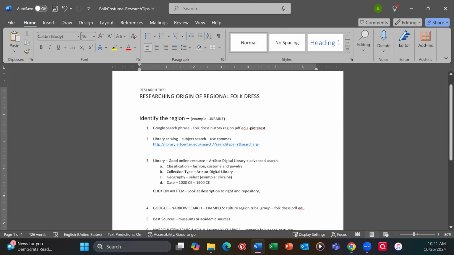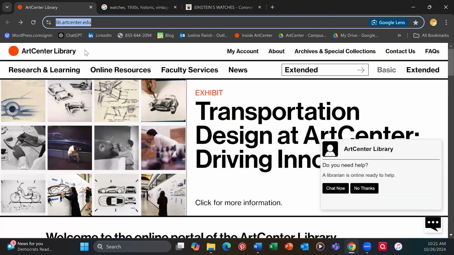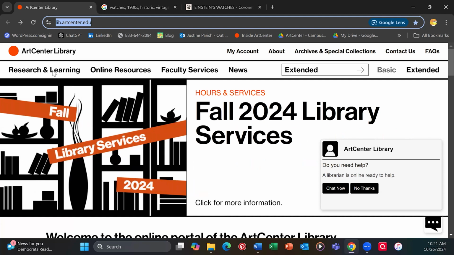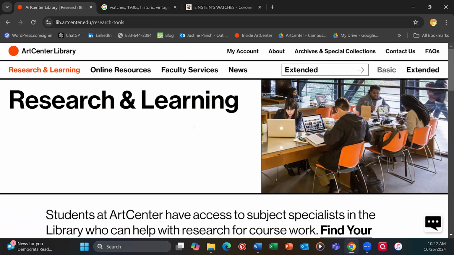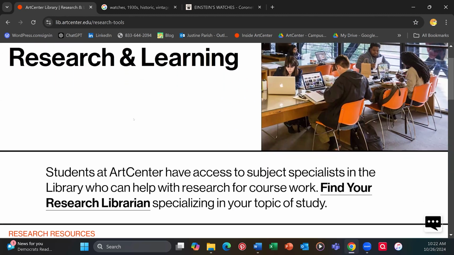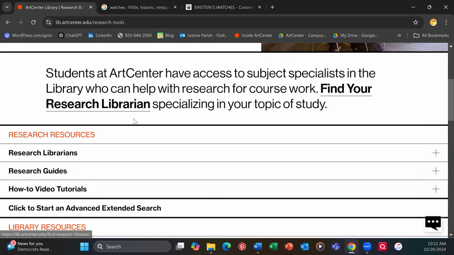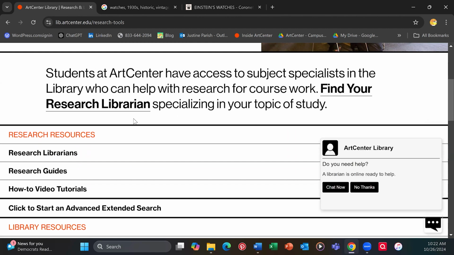And then the library, there's a lot there. When you're using the library, I would start with research and learning. What you want to know is that you have a research librarian, because each major has a research librarian that focuses on their topic. You might as well use them because they're free. So research librarians is here.